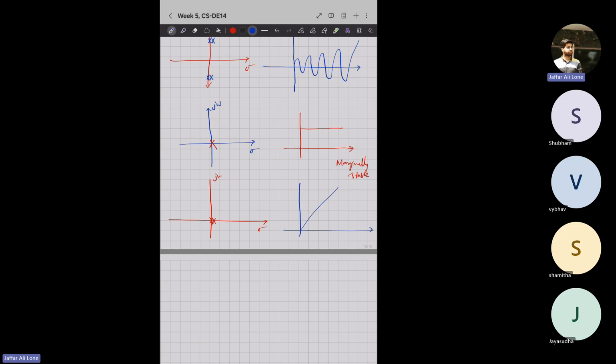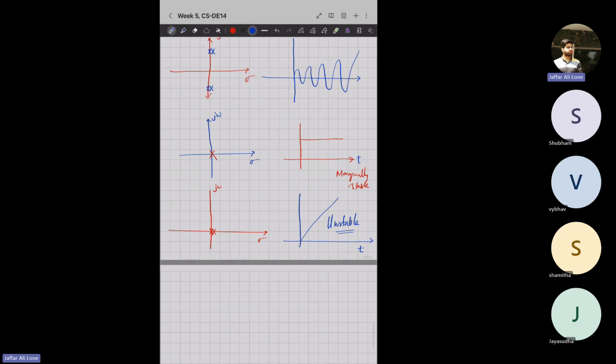It will go to infinity. It's unstable. I told you, repeated roots on the imaginary axis lead to instability.